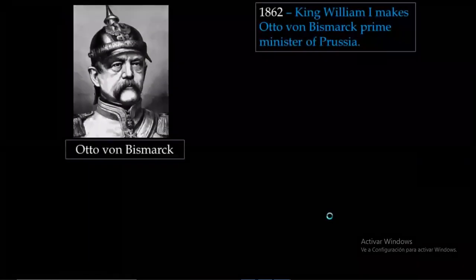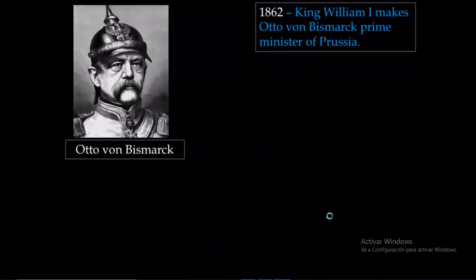Fast forward about 50 years, and in 1862, King William I, he's the king of Prussia, makes this man here, Otto von Bismarck, the Prime Minister of Prussia.